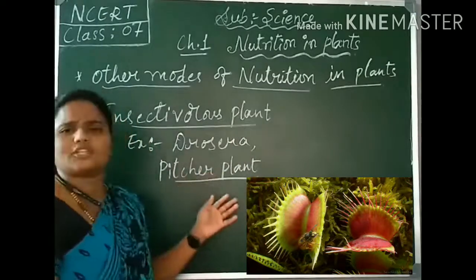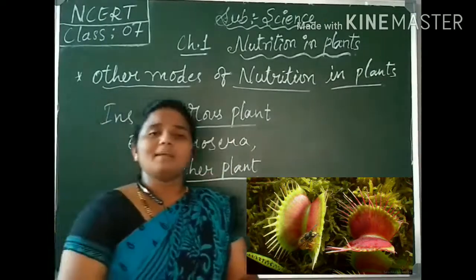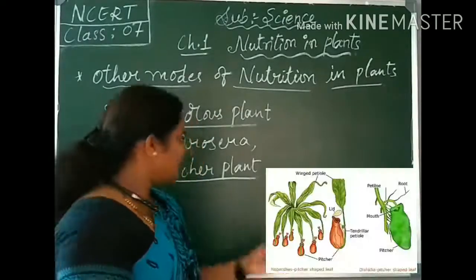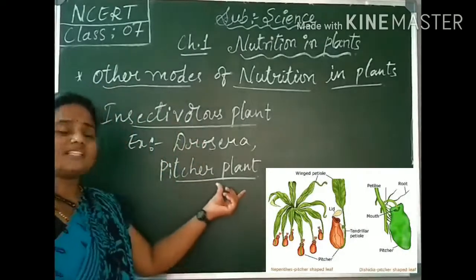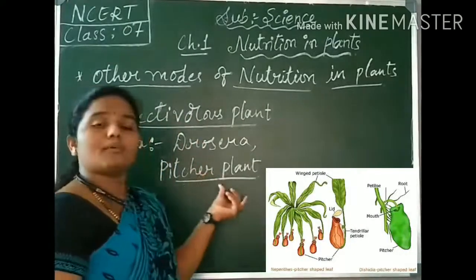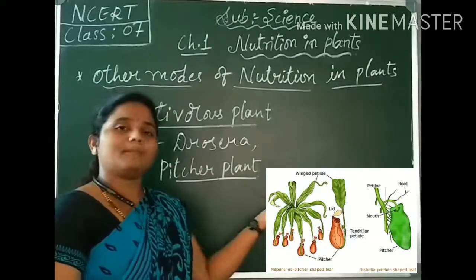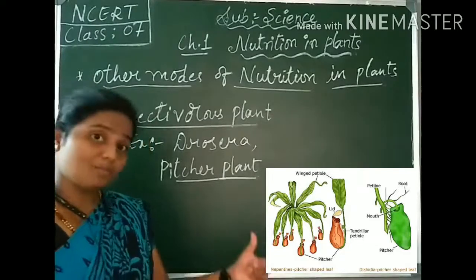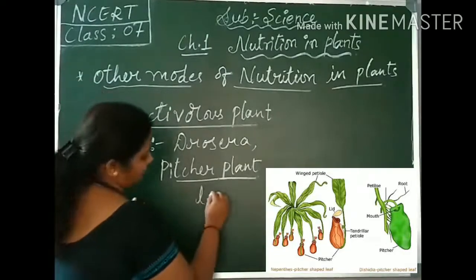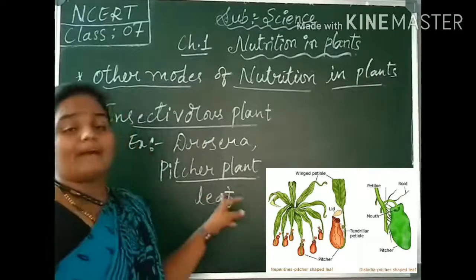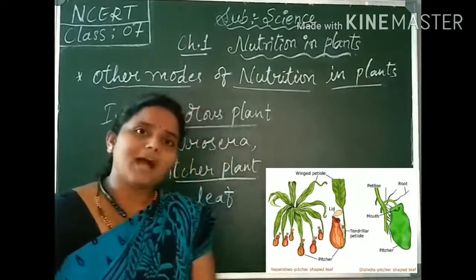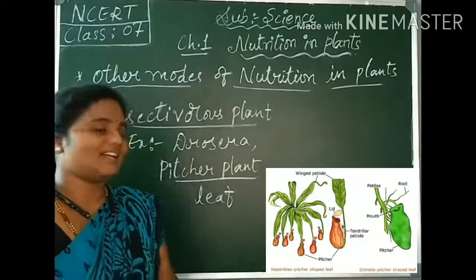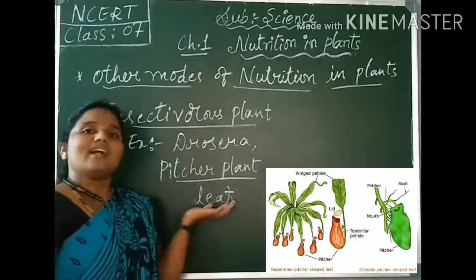Example, Drosera and pitcher plant, we can give, children. It means that they trap the insects. Actually, take the pitcher plant. The leaves are modified into a pitcher. Pitcher here is nothing but a jug-like structure. It is a modified part of a leaf, isn't it? Even we can call it a jug-like structure. Actually, it is a leaf.